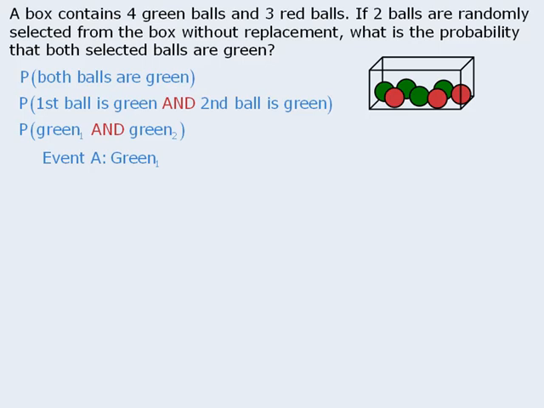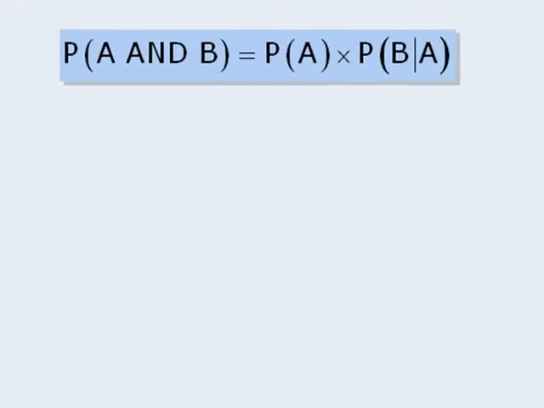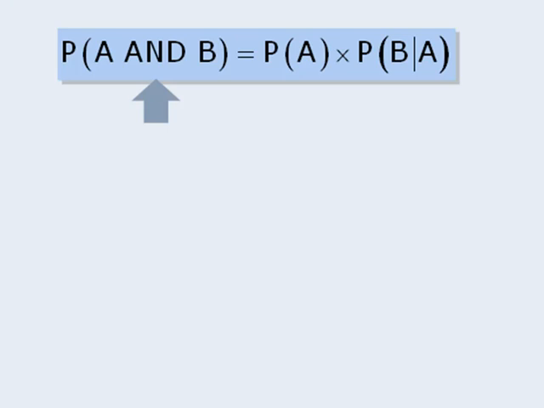We'll say that event A is selecting a green ball on the first draw, and event B is selecting a green ball on the second draw. We want to find the probability that events A and B both occur. To do so, we'll introduce the AND probability formula. It says that the probability of events A and B both occurring is equal to the probability of event A times the probability of event B given that event A has already occurred.